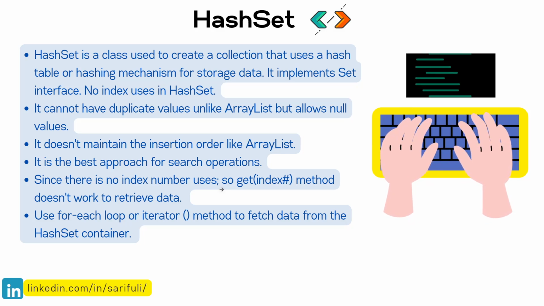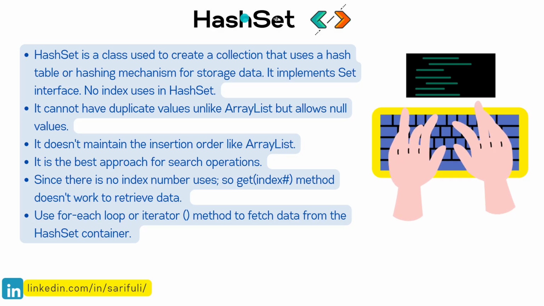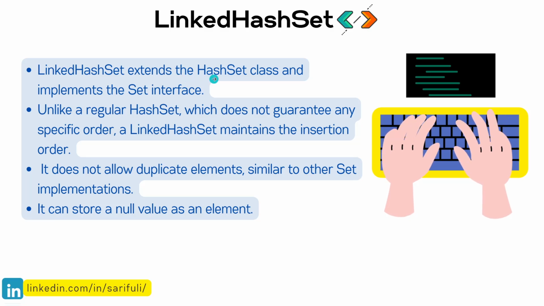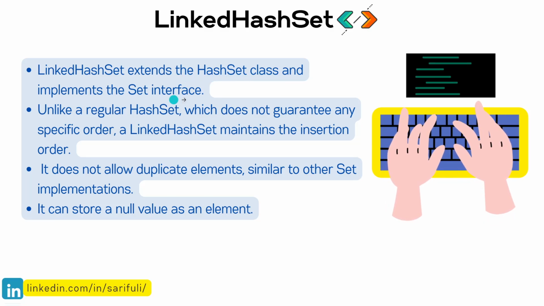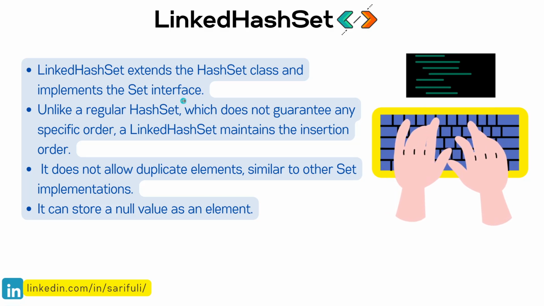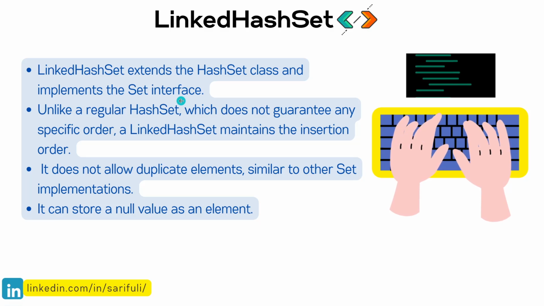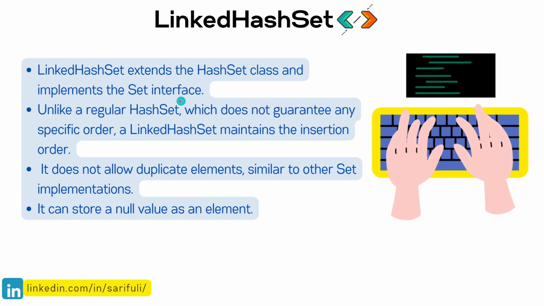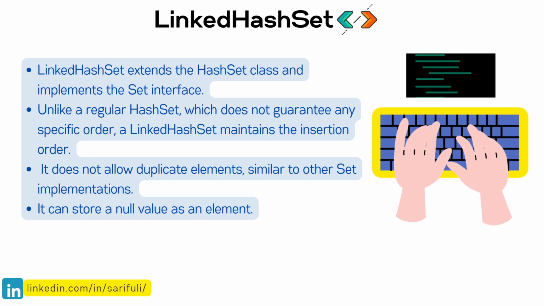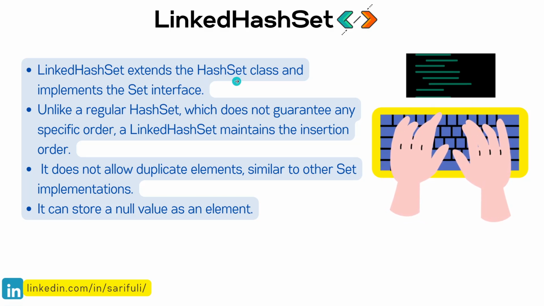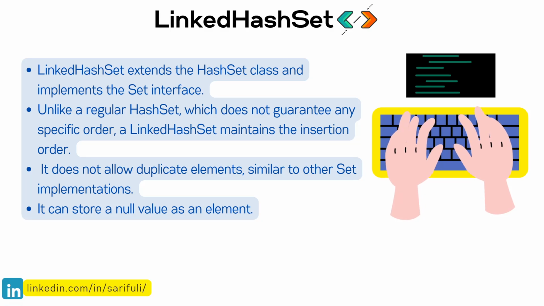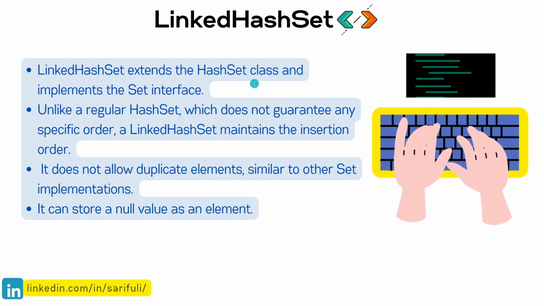Hey guys, welcome back. In our last lecture we covered HashSet, and in this lecture we're going to see LinkedHashSet. LinkedHashSet extends the HashSet class and implements the Set interface. It maintains a linked list of the entries in a set in the order in which they were inserted. This means it has the combined benefits of HashSet, unique elements with no duplicates, with a predictable iteration order based on insertion order, right?